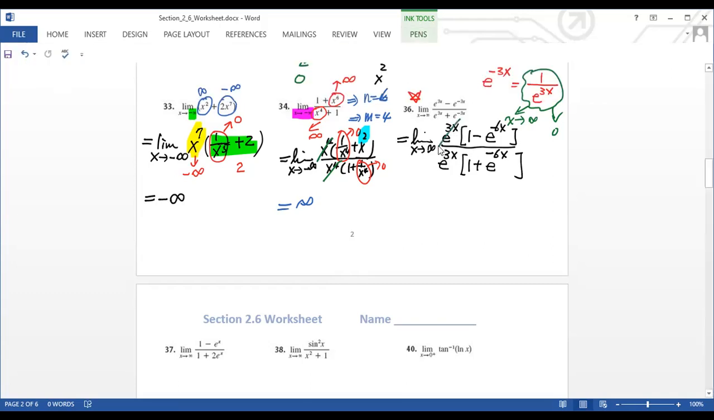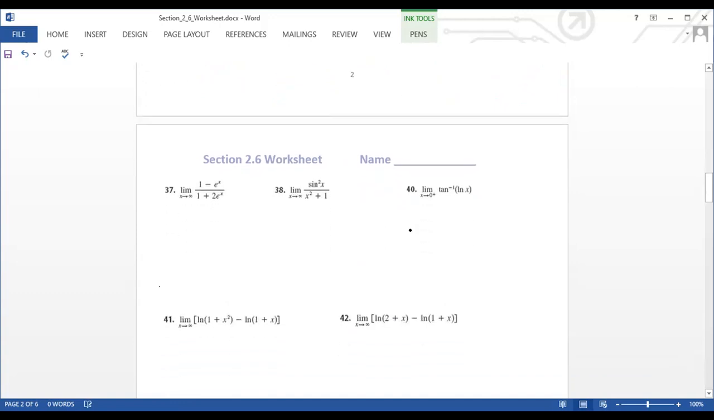Okay, so now this one cancels, right? Then when x approaches infinity, 1 over e to the 3x approaches 0. So what is this number approaching? Approaches 0. What is this number approaching? Approaches 0. Okay, so what is the final answer? We only have 1 minus 0 over 1 plus 0, so it's 1 here. Cool.